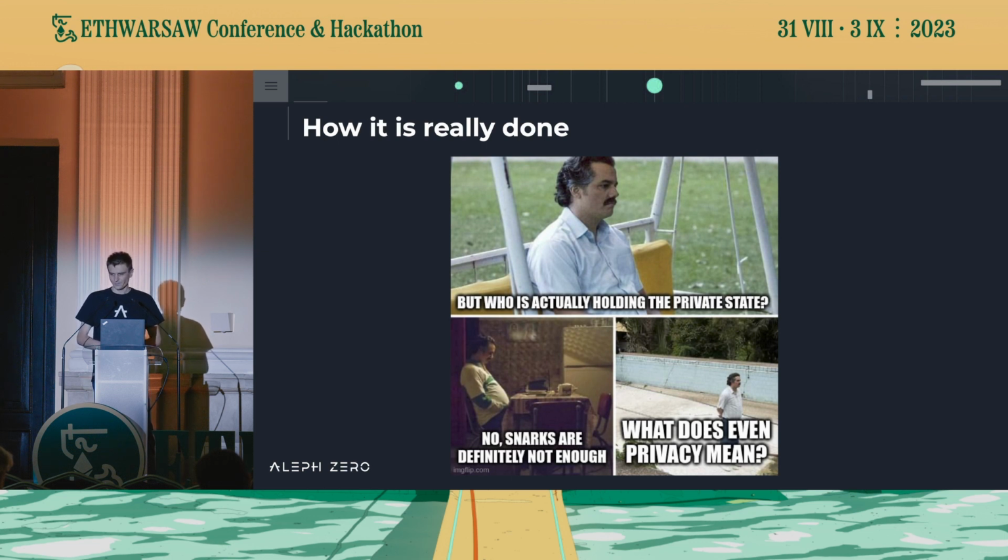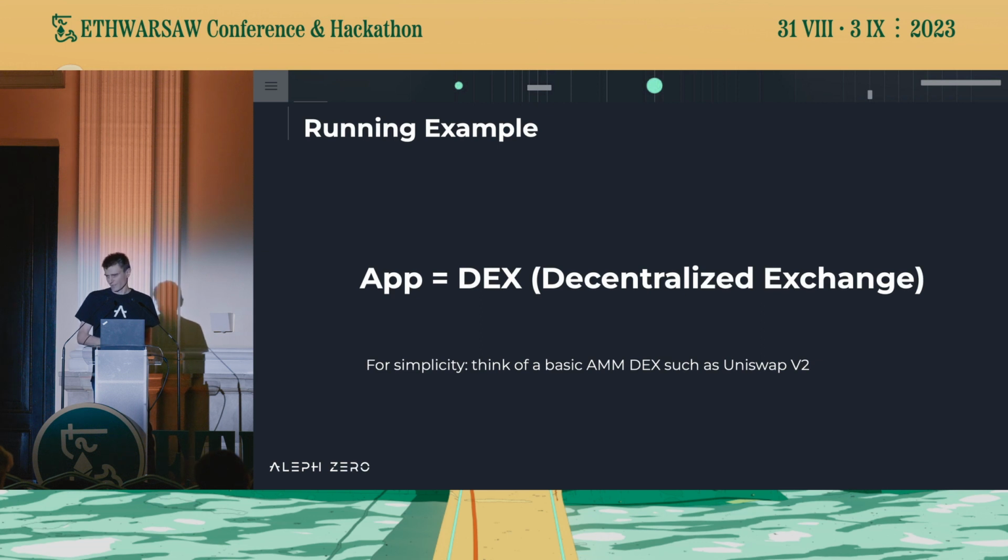So let's see. The main example that I would like to discuss today is that of a decentralized exchange, so a DEX. And you can think of, say, the basic design of Uniswap version 2. You remember this is the constant product model, A times B equals C. We'll see it today in more detail, but this is just something to keep in mind when we go over the slides.